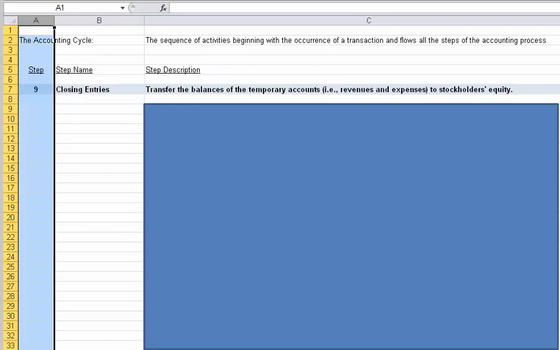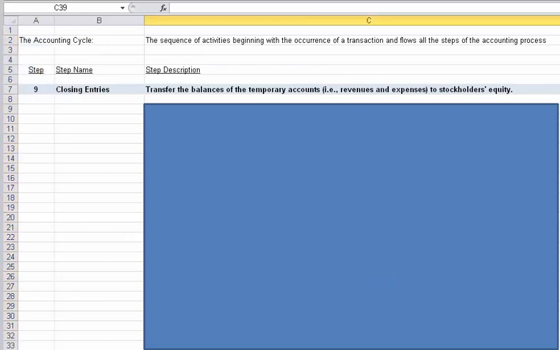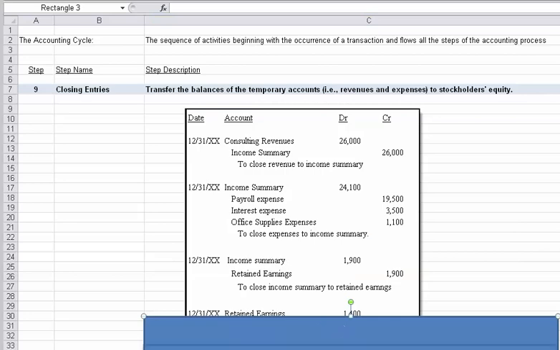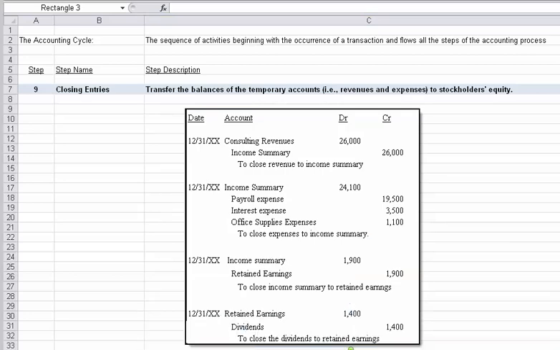Okay, then we move on to step 9. In step 9, we're concerned with the closing process. And here we transfer the balances from temporary accounts. And the temporary accounts are the revenues and expenses. We may use a dividends declared account, which is a temporary account that doesn't appear on the income statement. It's not a revenue and expense, and we may have to close that out too. So here's an example of the four typical closing entries we would have.